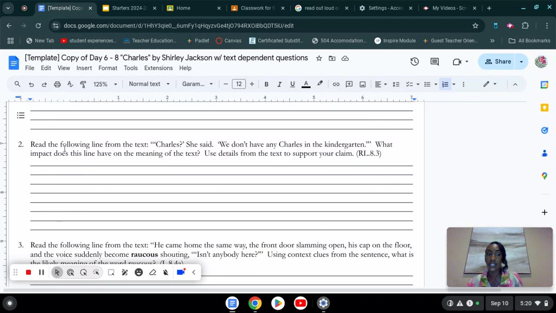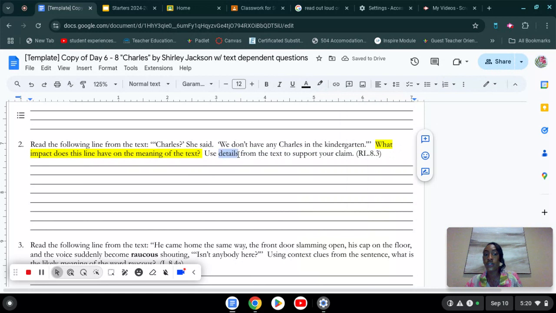What impact does this line have on the meaning of the text? So that's my question. What impact does the line have on the meaning of the text? So I'm going to go ahead and highlight that. And then it asks me something else.